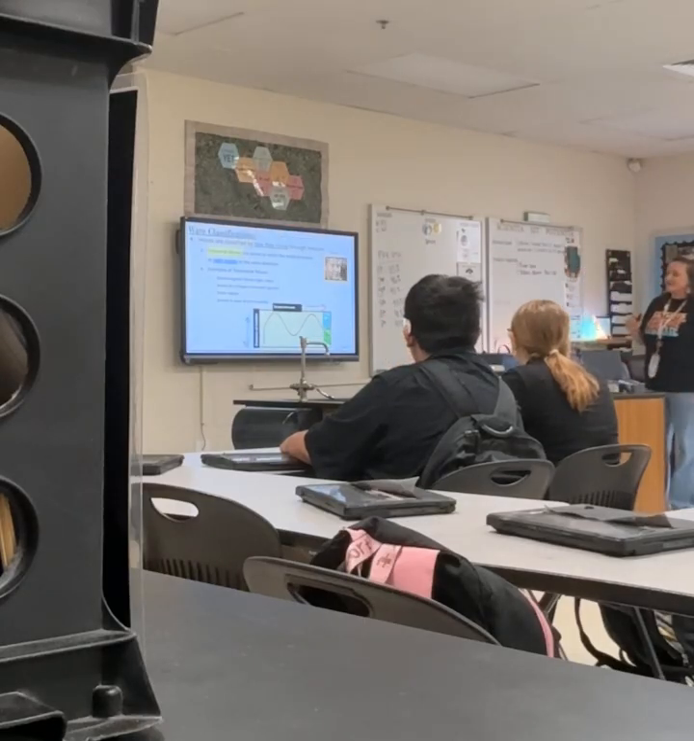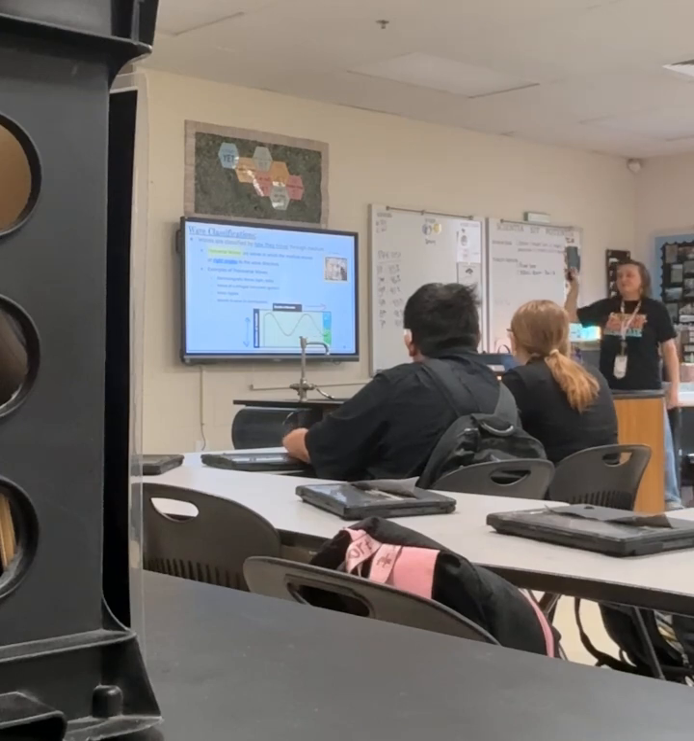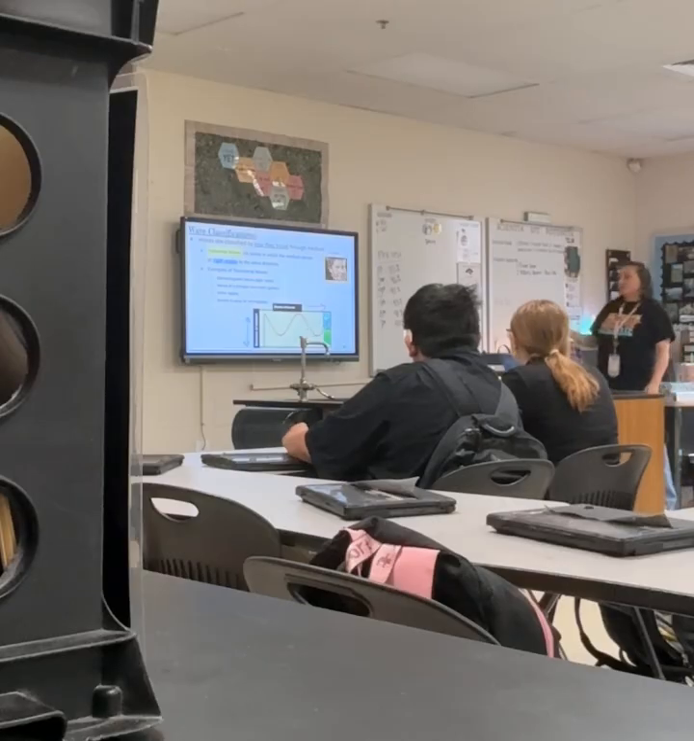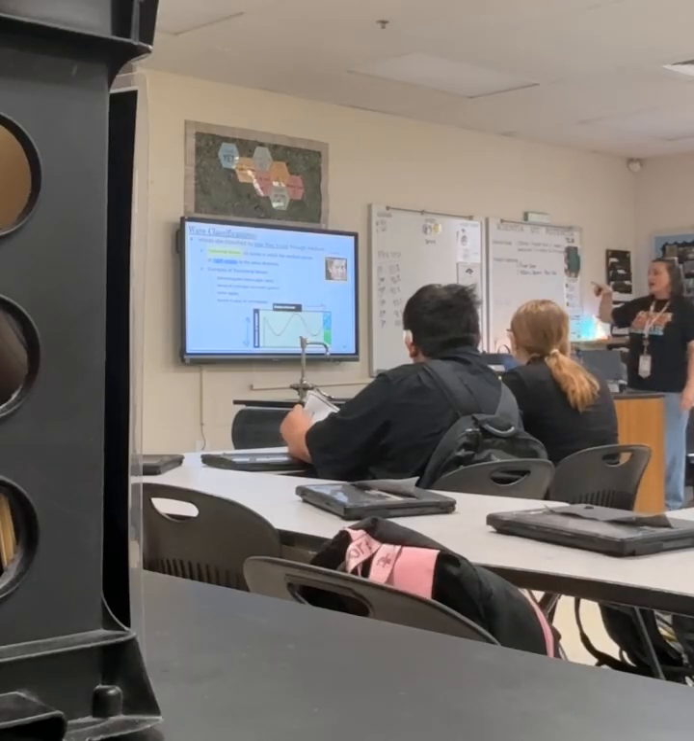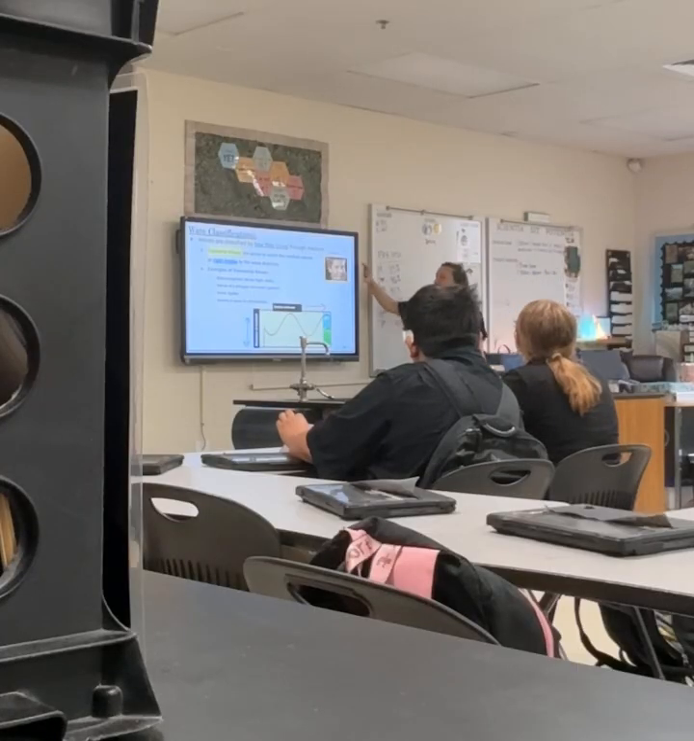All right, so wave classifications. We classify waves by how they travel through the medium, being the gas, the solid, water, whatever. Transverse waves are waves that travel through the medium at a right angle, and if y'all need a mathematical reminder, here it is, right, 90 degrees.